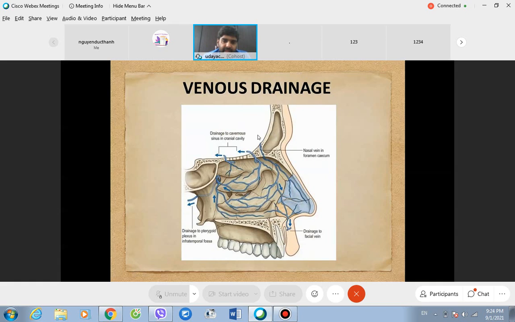Coming to the venous drainage, the superior part directly drains to the cavernous sinus. The posterior and the inferior part mostly drain to the pterygoid plexus in the infratemporal fossa. The anterior inferior part drains to the facial veins.